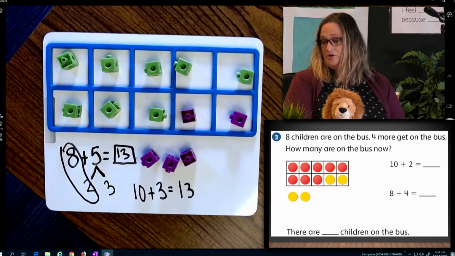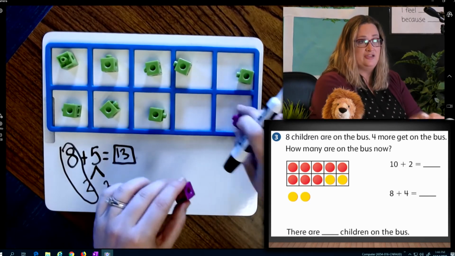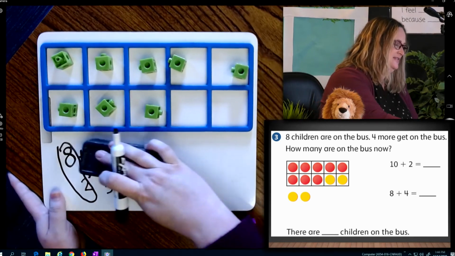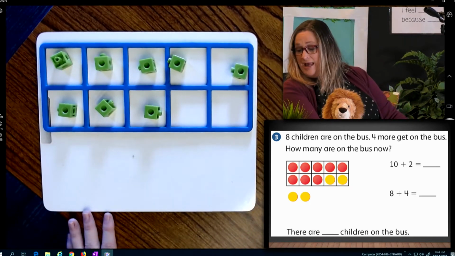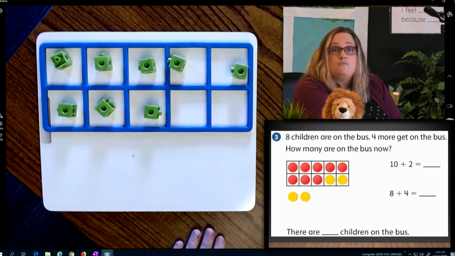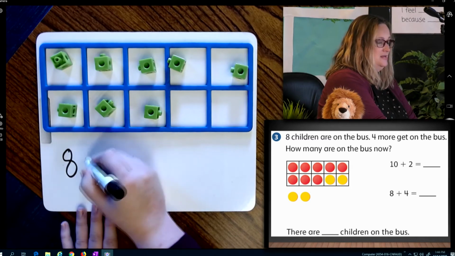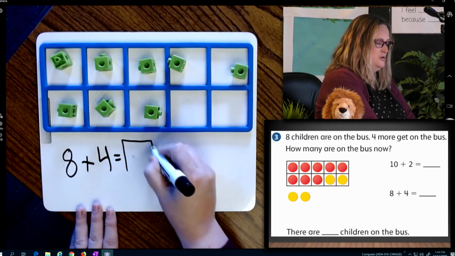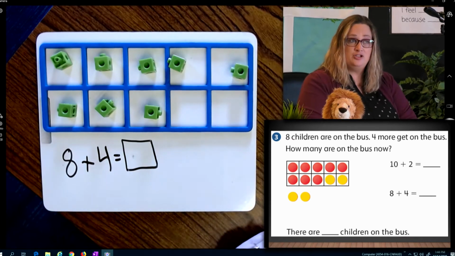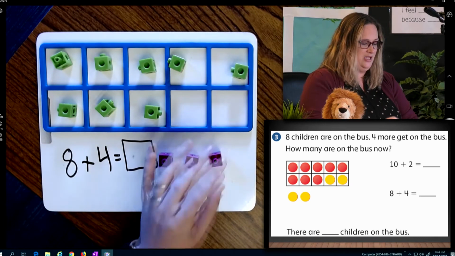Here's another one. Are you ready? It's with 8 children again, so I'm going to leave my 8, and I'm going to erase this part. Leave your 8. Now, we're going to write the equation. 8 children on the bus, 4 more get on the bus. What's our equation? 8 plus 4 equals, we don't know. So now we need the 4 children. Are you ready? 1, 2, 3, 4.